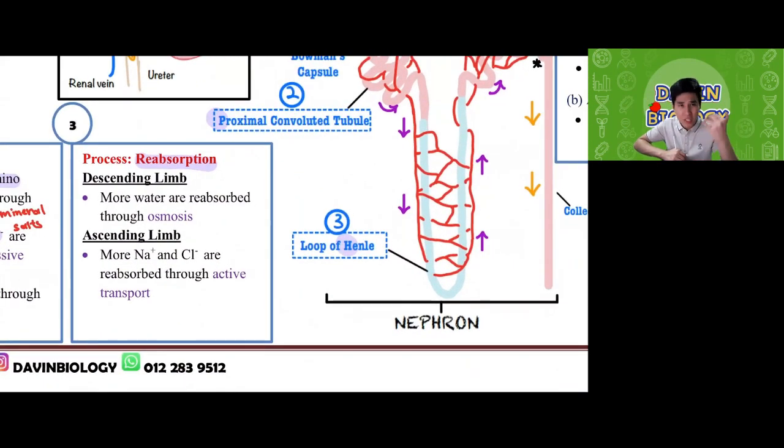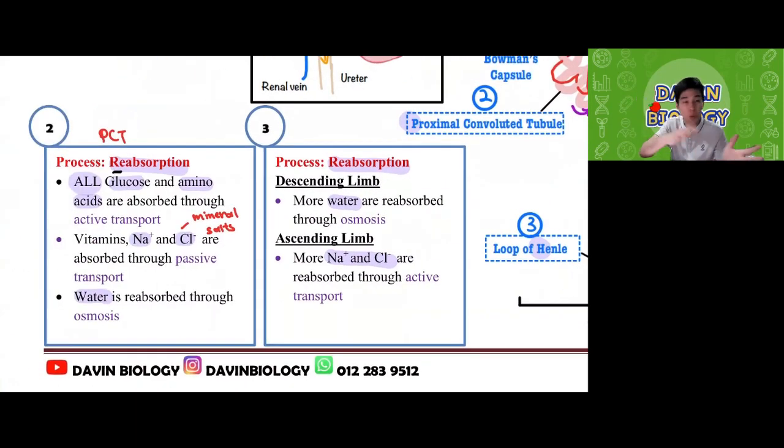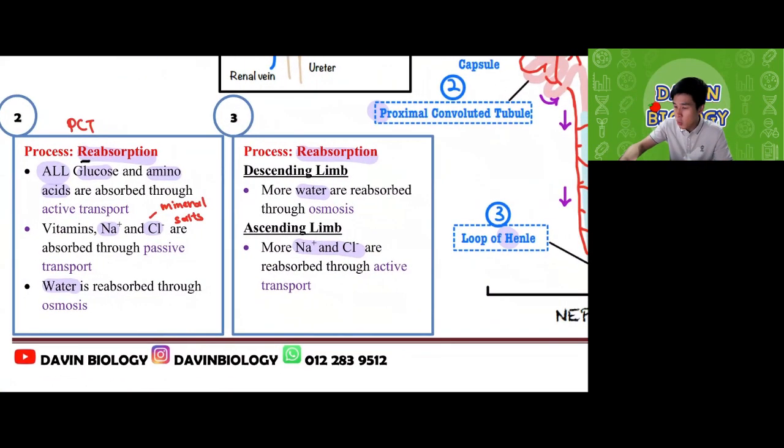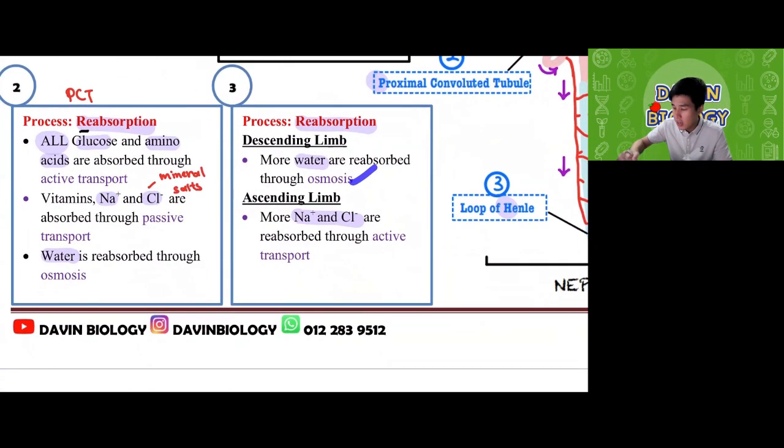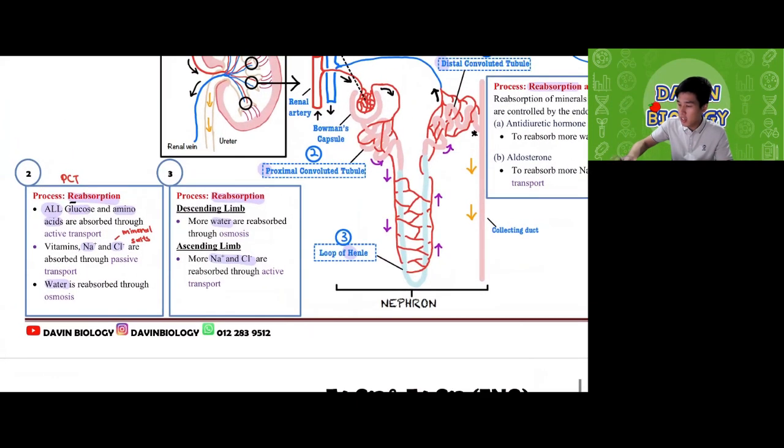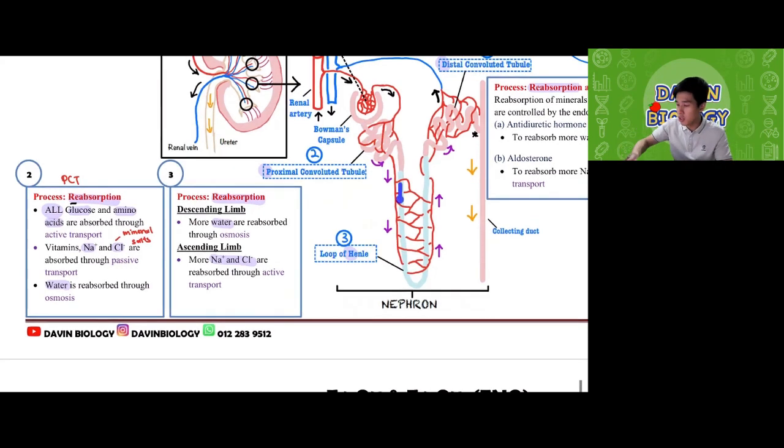So, in your loop of Henle, I also absorb water and salts. Same thing. So it's the same as here, except for the glucose and amino acid. Okay? So water is still osmosis, but the salts here become active transport already. Why? Because from here to there, you still got a lot of salt. It's high to low. That's why it's passive transport. High to low concentration. But come to here, the salt slightly lesser already. Low to high. That's why now it's active transport.